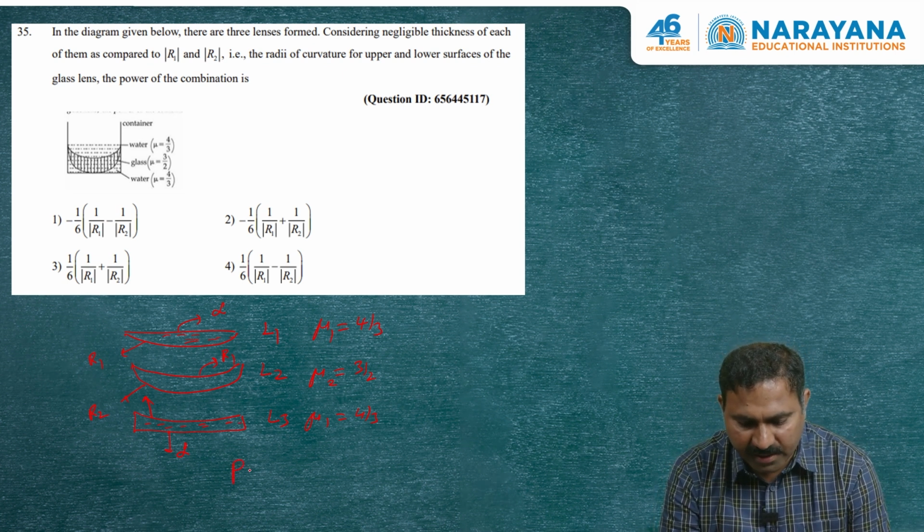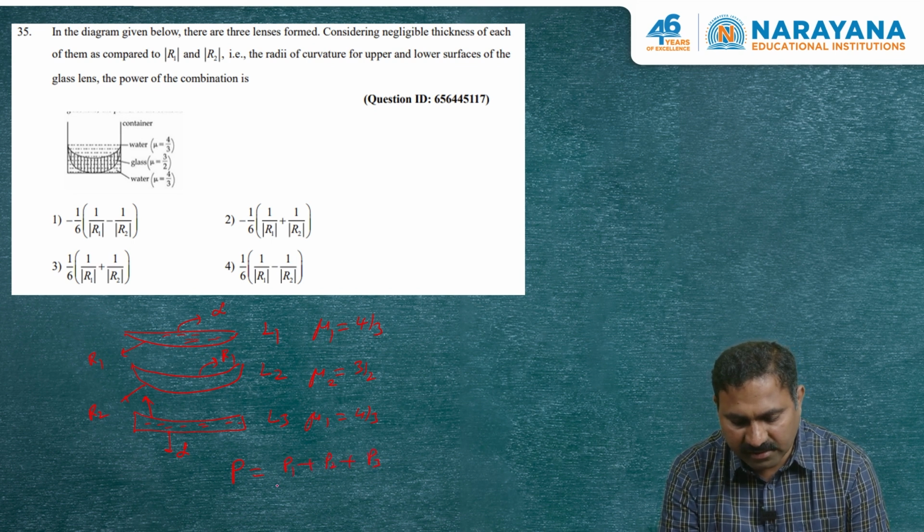Effective power P equals P1 plus P2 plus P3, where P1, P2, P3 can be written as 1 by F1 plus 1 by F2 plus 1 by F3.